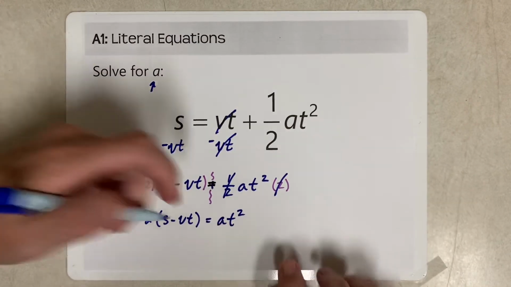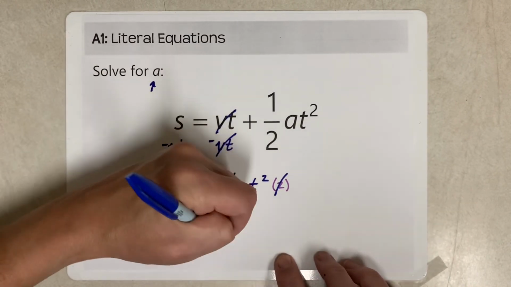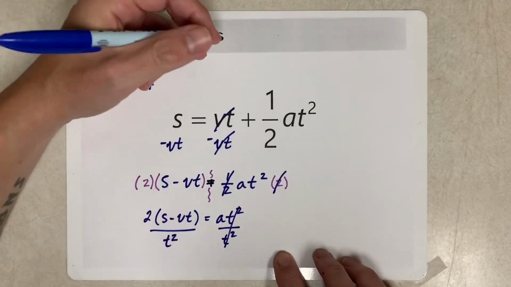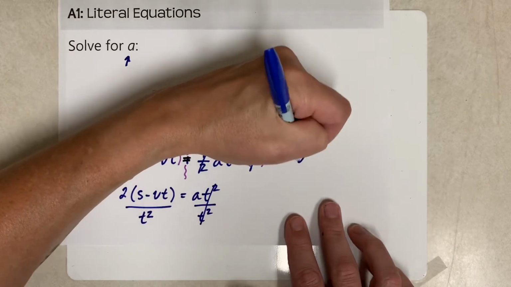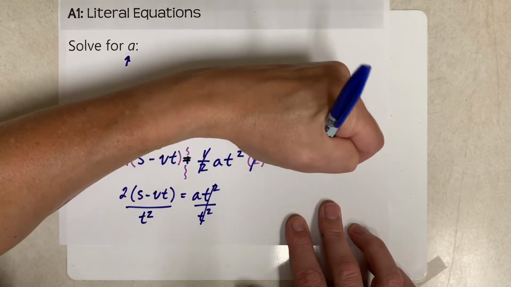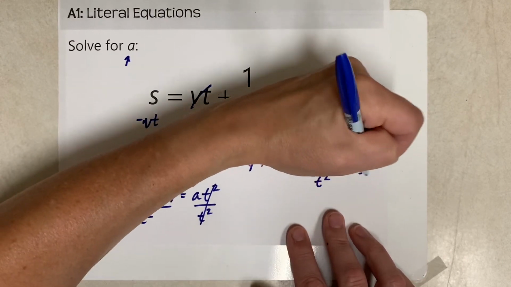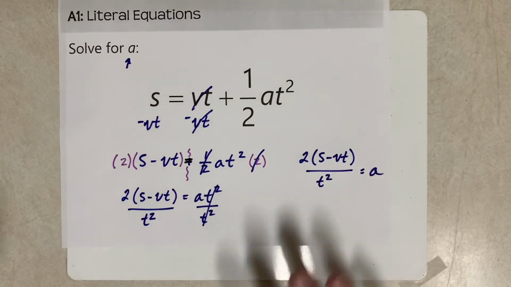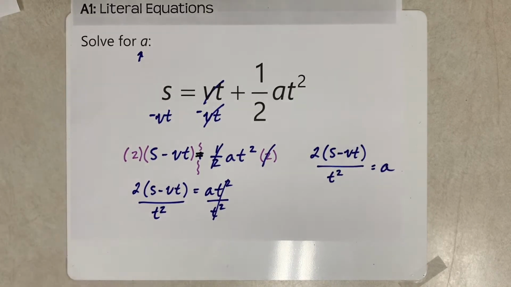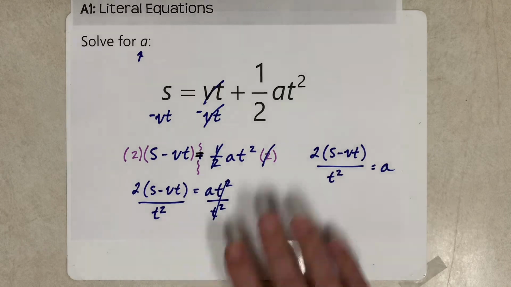So if I want to get a by itself, I just need to divide by the t squared to get rid of it. And so my final answer I'm going to write over here is 2 times s minus vt over t squared is equal to a. A little more complicated, so now we're kind of in the advanced ones. If you have a good handle on some of the other ones, you want to start getting some challenging ones. And this will be a little bit more challenging because you would see this in physics class when you get to physics anyway.